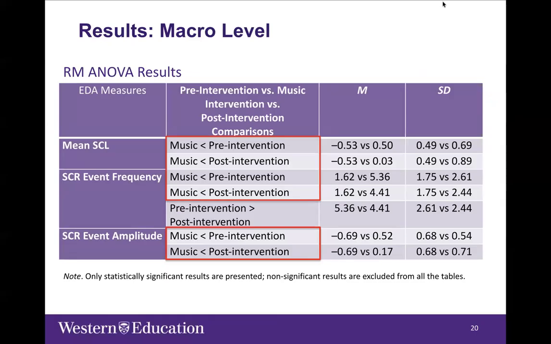To further examine changes across the 3 phases, we conducted a repeated measures ANOVA. All 3 EDA measures showed significant differences across phases. Mean SCL and SCR event amplitude were both lowest during the music phase, while SCR event frequency also decreased during music and remained lower after the intervention compared to before. Overall, this finding suggests that the calming effect of music was strongest during active listening and weakened once the music stopped.